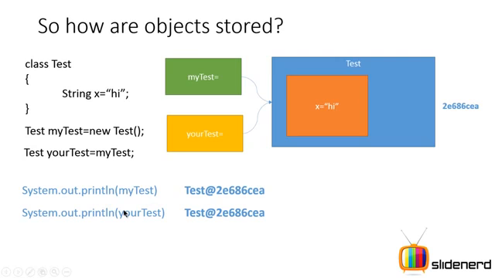This is why, when you're comparing two objects of the same type, you should always avoid using the equals operator by saying my test equals your test, because that is merely going to check whether both of them contain the same addresses or not, which may not be the case all the time. It's not going to compare the values, okay? So you need to avoid this.